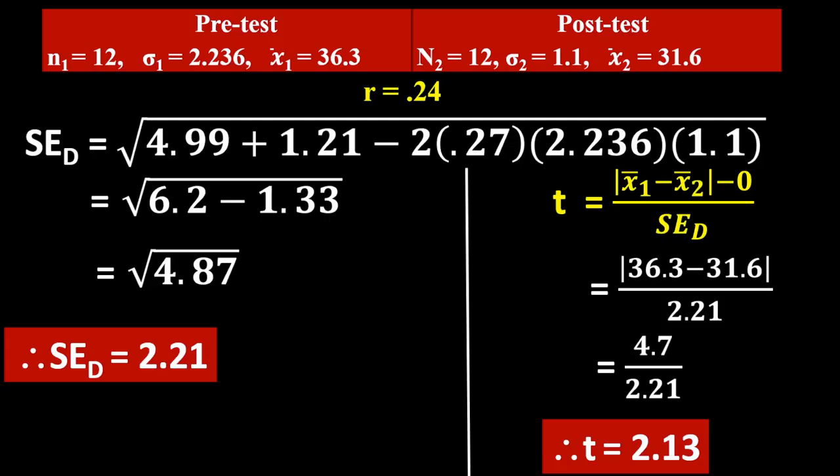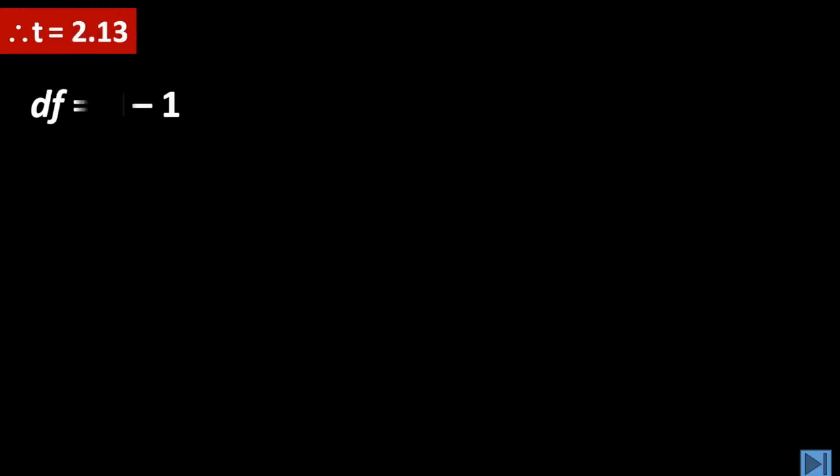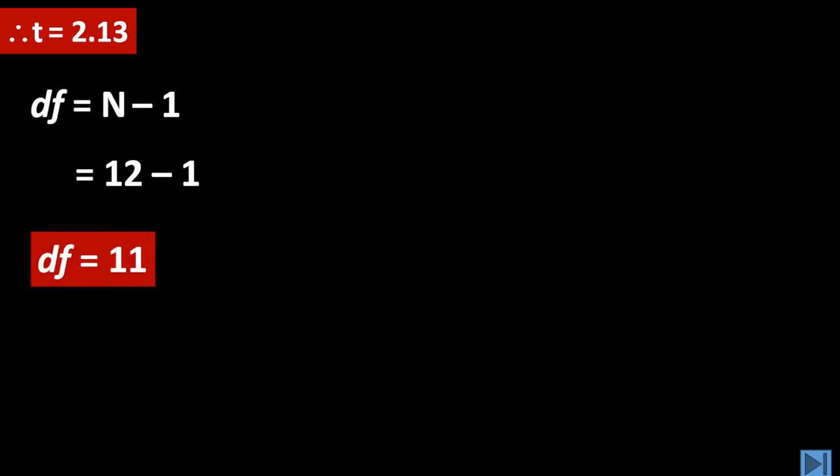Now after getting t value, we have to find df, degree of freedom. Degree of freedom in correlated means is n minus 1. N means the number of observations in any one group, not total. So the number of observations in both the groups is equal. So n is 12, the number of observations in any one group. So df is found in this way when correlated means are given. So df is equal to 11.